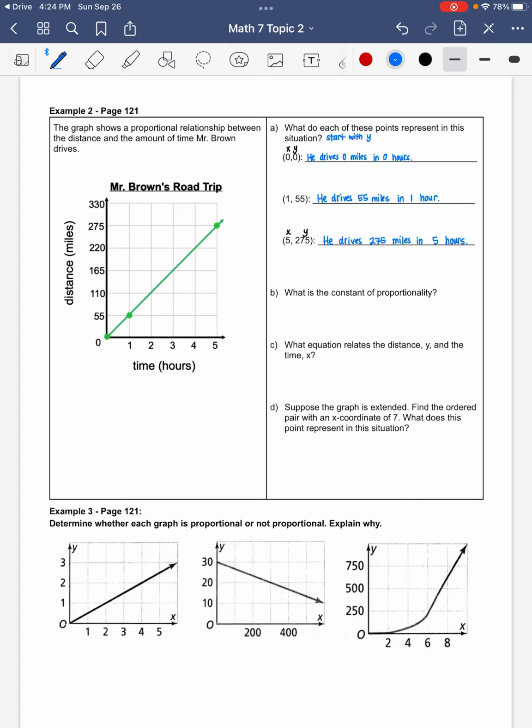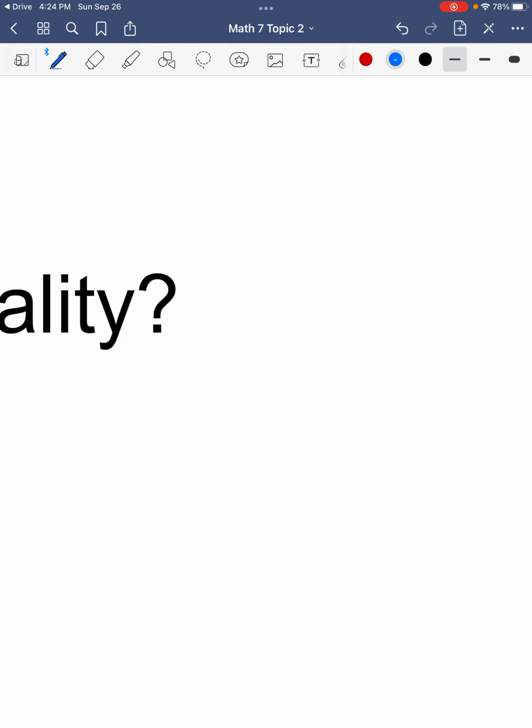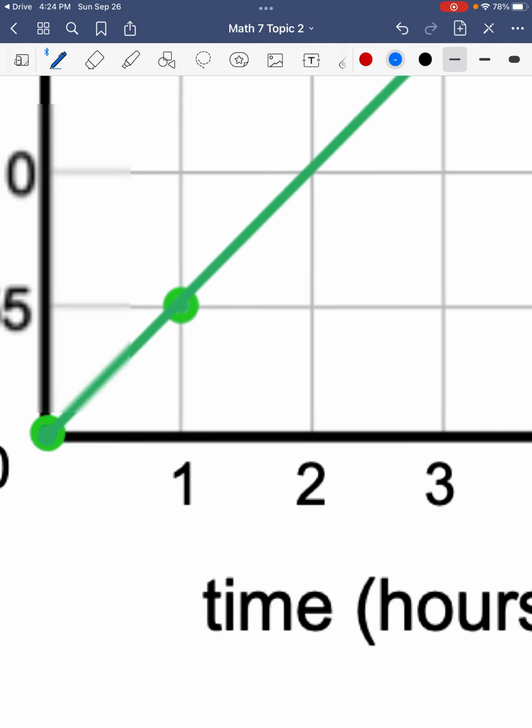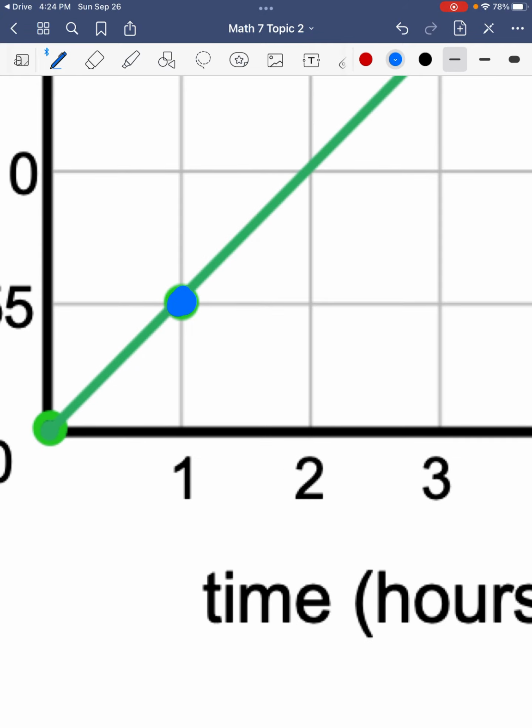Okay, so to find this, we're going to use this formula, K equals Y divided by X. So we pick any point on the graph and take our Y value and divide it by X. So I'm going to pick this first point here, because that first point is 1, 55. The only point that we cannot use to find the constant of proportionality is 0, 0. So I'm going to use this one here.